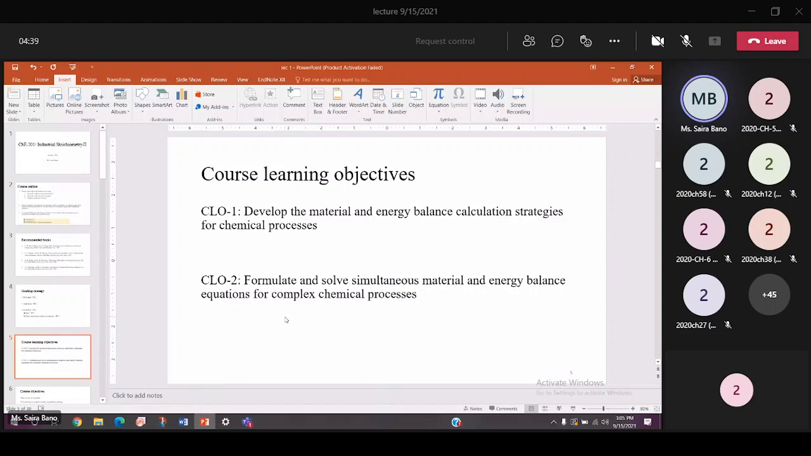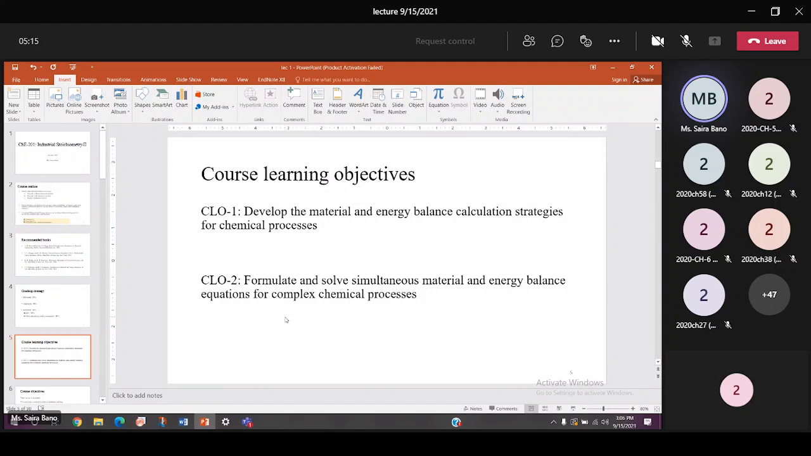Since you have already studied non-reacting systems or physical systems in Stoichio 1, here mainly we will be focusing on the reacting systems, although there will be some cases where we'll discuss the recycle or bypass problems in physical systems or non-reacting systems and in reacting systems as well. But our main focus will be on the development of material and energy balance calculation strategies. And then second objective will be to formulate and solve simultaneously material and energy balance equations for complex chemical processes.